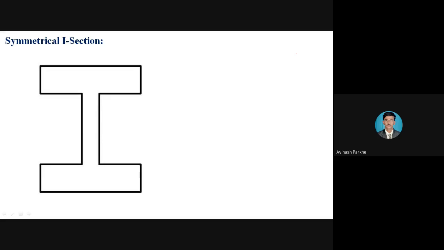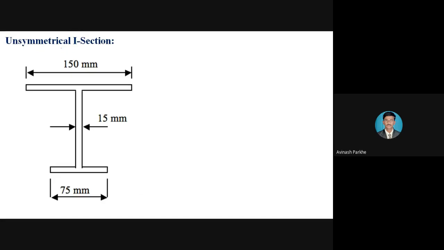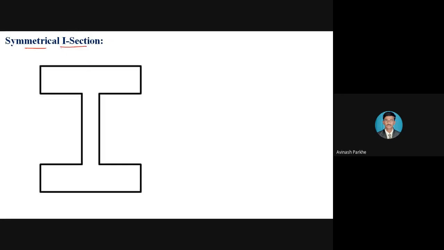In addition to that, some other important sections are there. Whatever the figure in front of you, this section is called an I section. It is also called a symmetrical I section. If I have to calculate the bending stress for this symmetrical I section, then how will the Y bar distance be calculated and how will the moment of inertia be calculated? Similar to this, we have the second figure, that is the unsymmetrical I section. What is the difference between this figure and this figure?